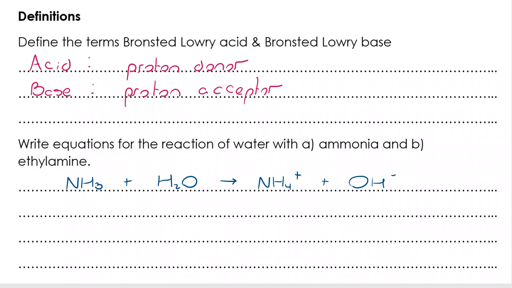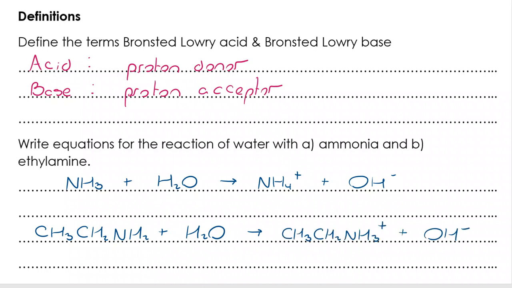Now we're familiar with the idea of bases being hydroxides, and this is helping you to see how ammonia acts as a base. Let's take a look at what happens with something slightly more complicated. We take ethylamine, we add H2O. It's actually exactly the same thing that's happening. The NH2 goes up to NH3+ this time with our CH3CH2 on there as well, and our OH-.